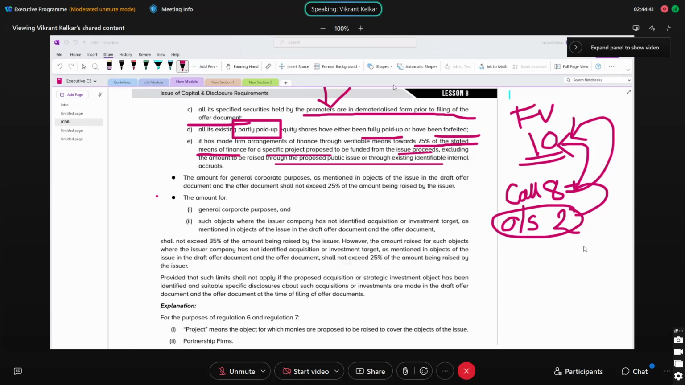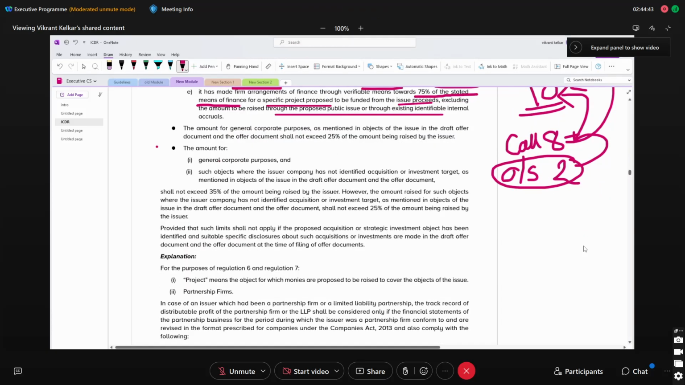Okay. Then the amount for general corporate purpose as mentioned in the object of the issue in the draft shall not exceed 25% of the amount being raised by the issuer. Means what? Now check out. Whenever you are raising funds, you have to give the explanation to the shareholders or proposed investors regarding how much you are collecting and for what purpose.